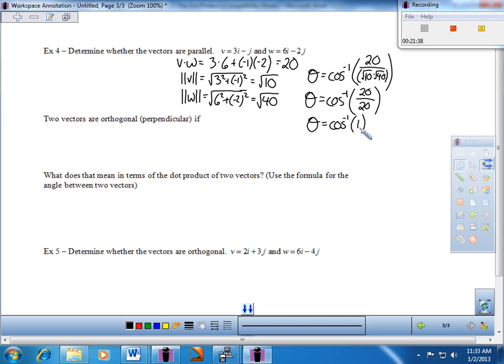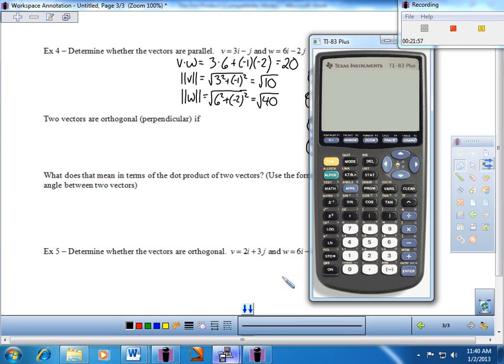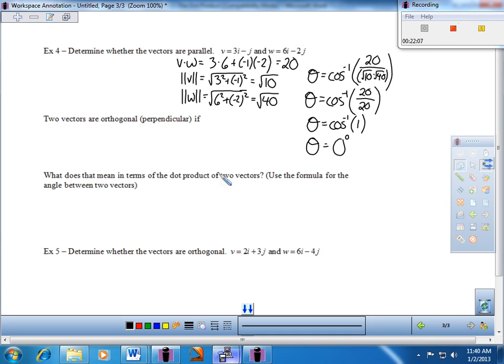And you have seen this before, of course. You're asking yourself what angle has a cosine ratio of positive 1. And within our interval, everybody, that angle happens to be 0 degrees. If you were to do inverse cosine of 1, I'm going to go ahead and bring it up just in case you're not convinced. Inverse cosine of 1, of course, is 0. And so as a result, determine whether the vectors are parallel, and the answer has to be yes, indeed.